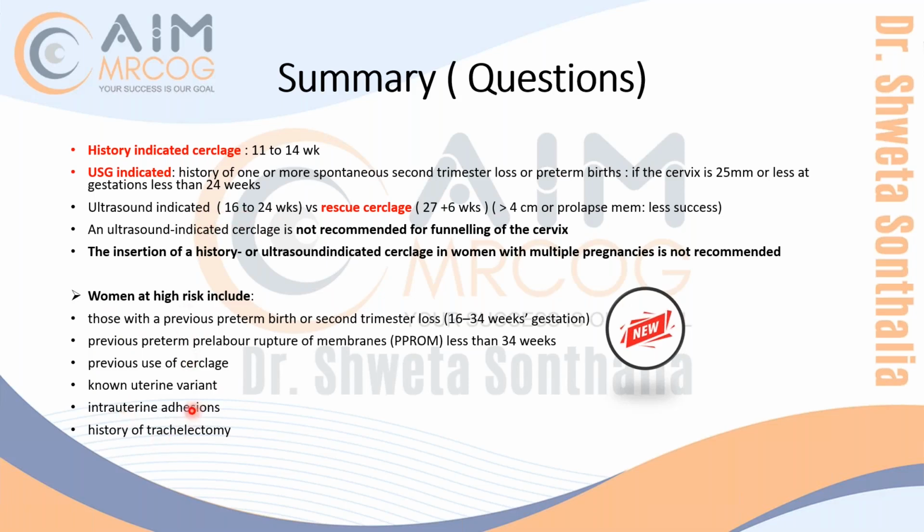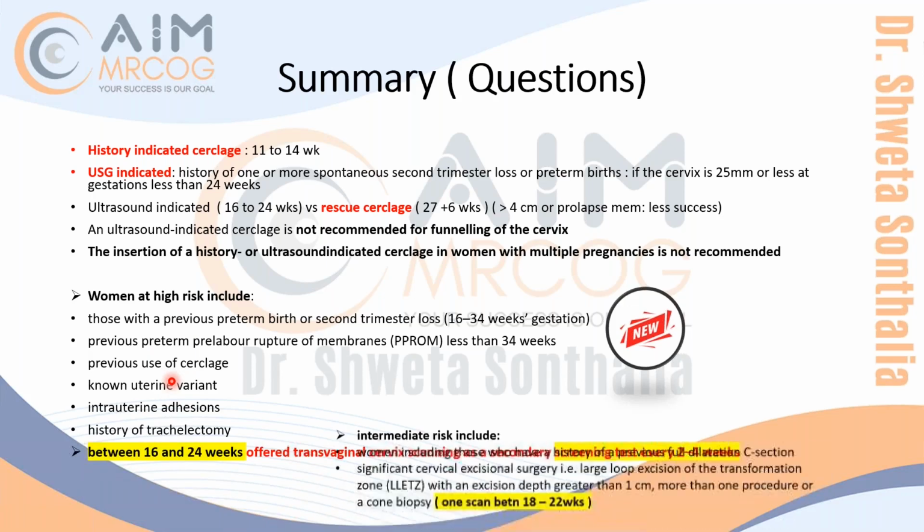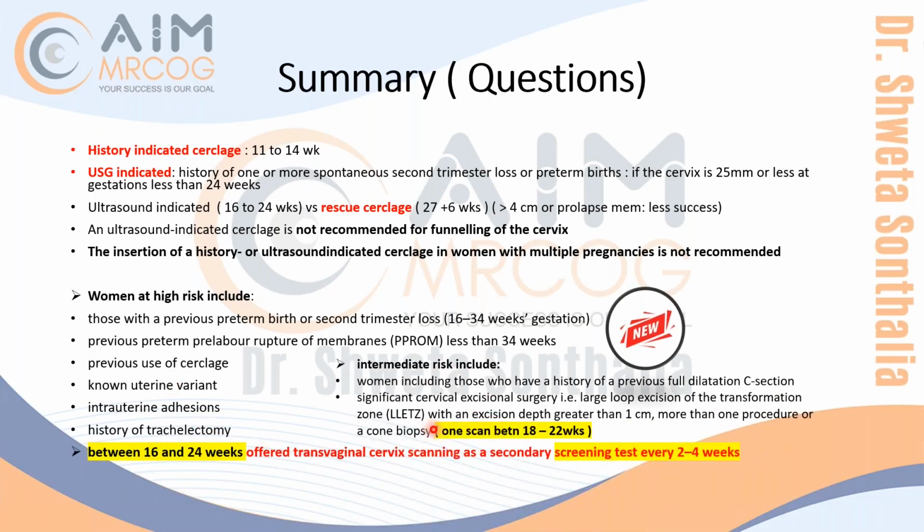This is the new thing they have introduced: intermediate risk. So between 16 to 24 weeks, you will do the TVS scan for cervical length every 2 to 4 weeks. In the NICE, you will see every 2 weeks. Now in the GTG, they have mentioned 2 to 4 weeks, between 16 to 24 weeks.